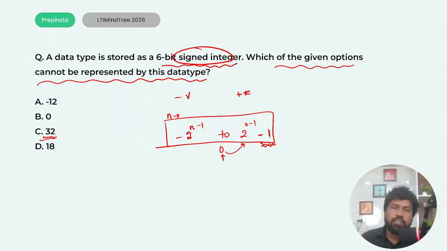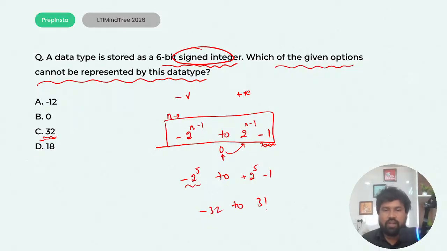Let's substitute the 6 here. So minus 2 power 5 to 2 power 5 minus 1. 2 power 5 means minus 32 to 31. Here they have given 32, but my limit is from minus 32 to 31. With a 6-bit signed integer, I can't represent 32. If I want to represent 32, I need a 7-bit signed integer. Am I right or not? Tell me in the chat.